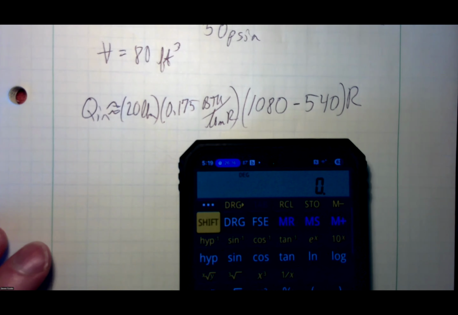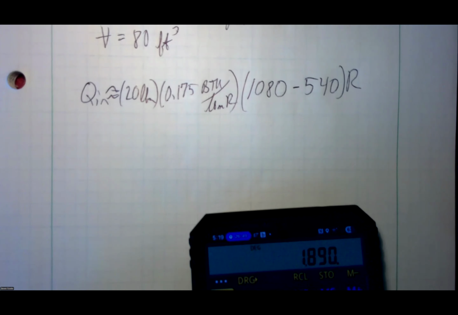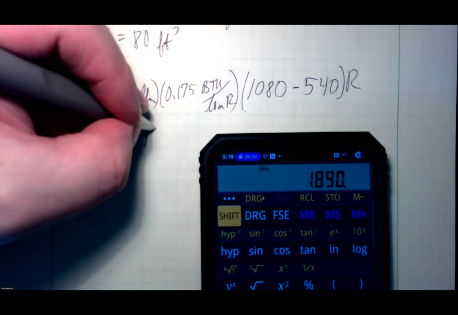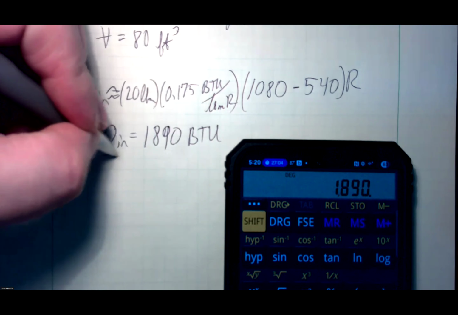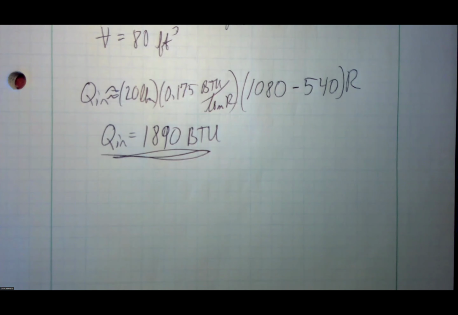Okay. If you want to pause here, I'll pause and get us a number. If you want to pause and work it out with me, go for it. All right, you got a number? If not, pause it. Here's what I've got. I've got Q_N as 1890. If you look at the units here, the pound mass goes away, the Rankines go away. I'm just left with BTU. That's a unit of energy, which makes sense. 1890. Okay.